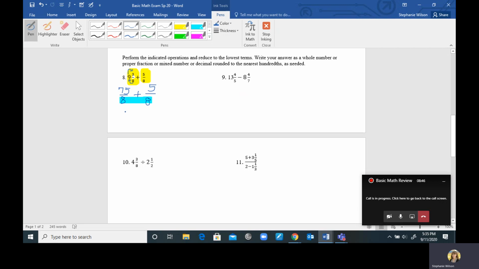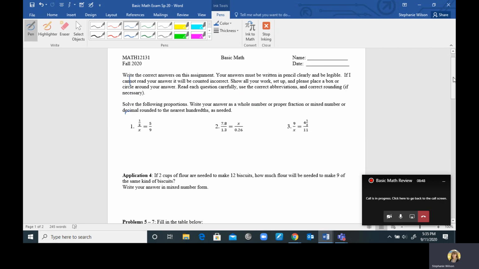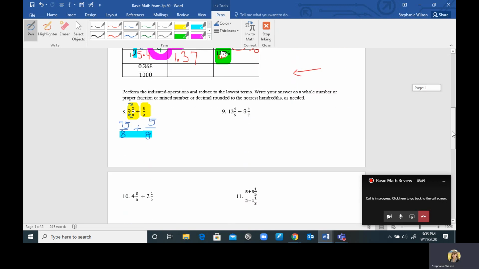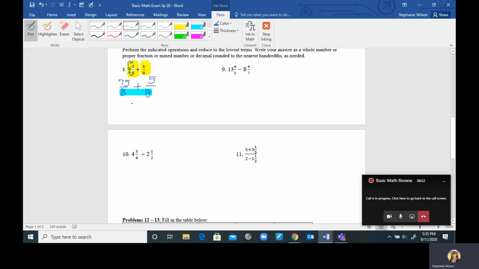Now that I see the denominators are the same, and my paper is messing up on me again, I apologize, what I'm going to do is take my numerator and write it over that same denominator. So now I got 75 plus 5, which is 80.